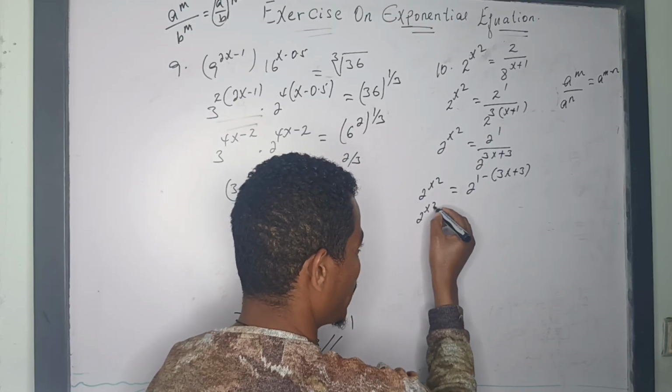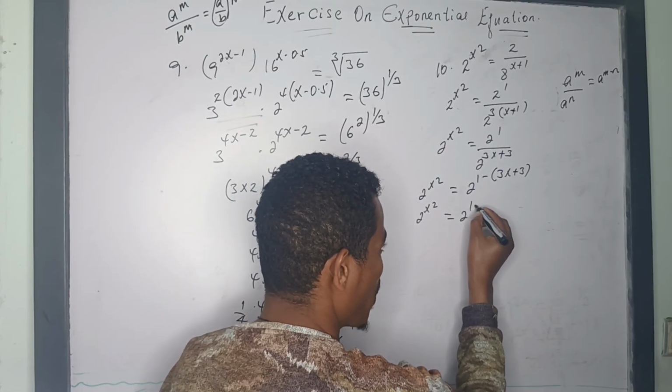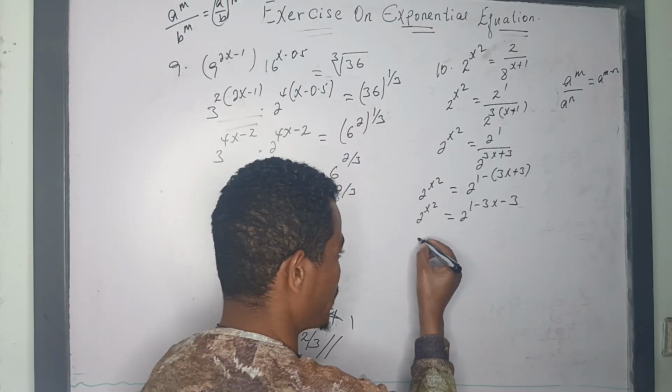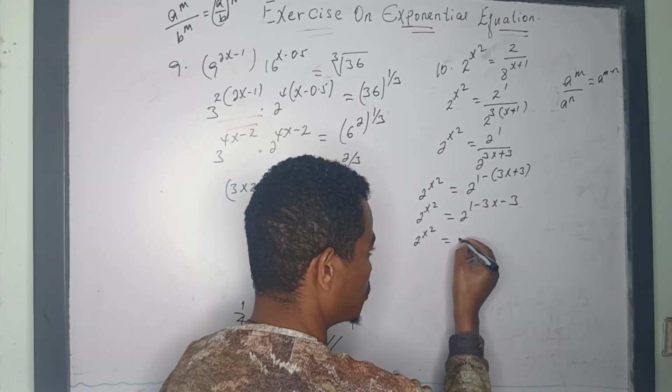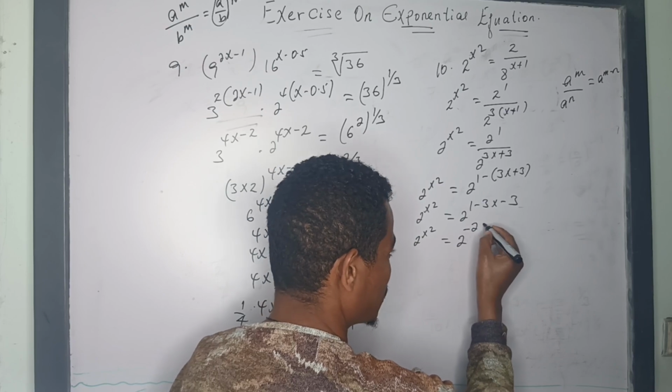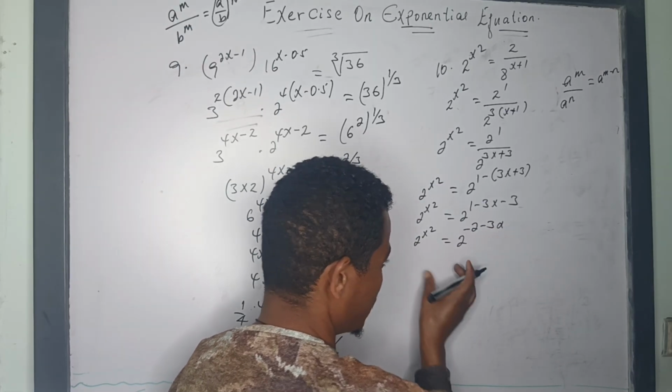To the power of x squared is equal to the power of 1 minus 3x minus 3. So this is the same with to the power of x squared is equal to the power of 1 minus 3, which is minus 2, right? Minus 2 minus 3x. So you have the same base.